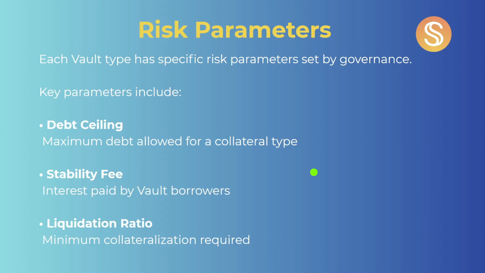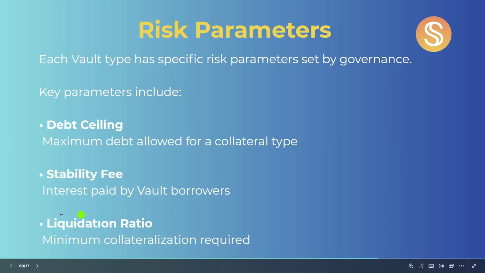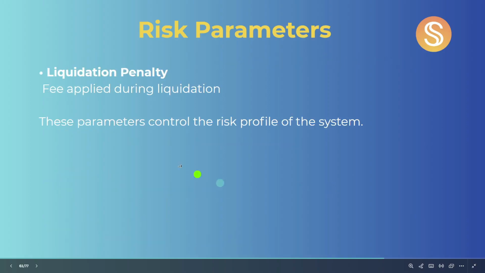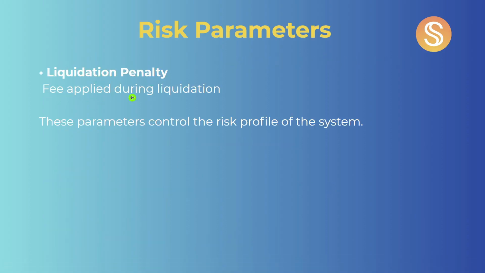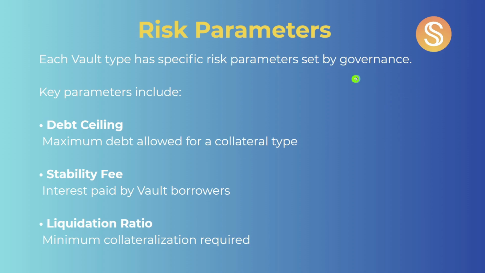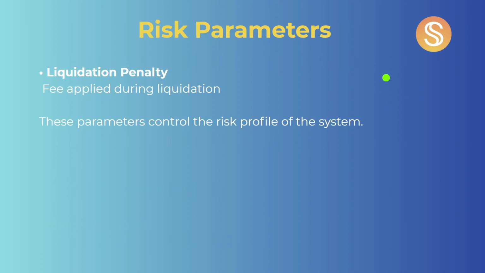Each vault type has specific risk parameters that are set by the governance. The key parameters include the debt ceiling, the maximum debt allowed for a collateral type; the stability fee, the interest paid by vault borrowers; the liquidation ratio, the minimum collateralization required; and the liquidation penalty, the fee applied during liquidation. These parameters control the risk profile of the system. Of course, all these parameters are decided by the governance, by voting with the Sky token.